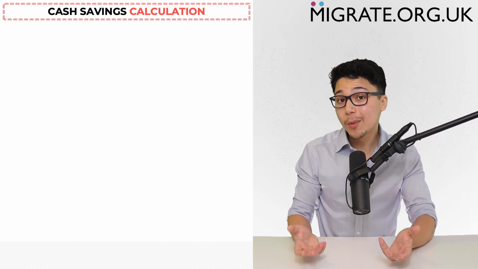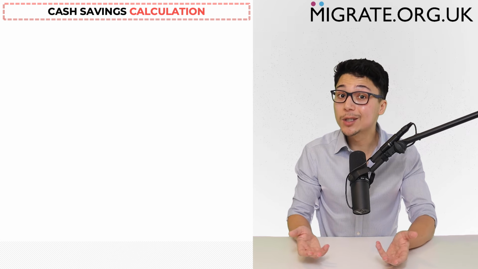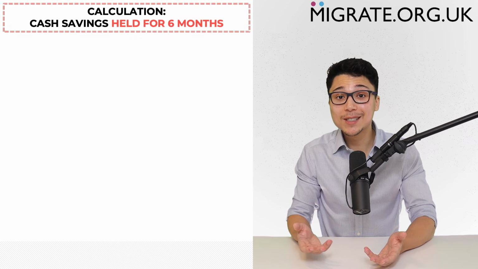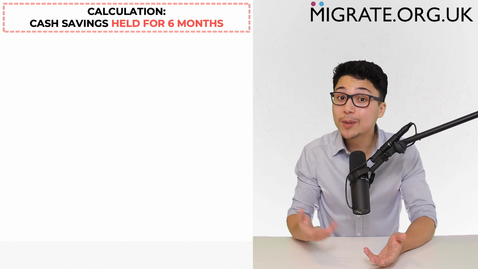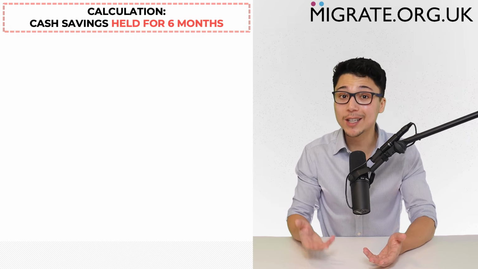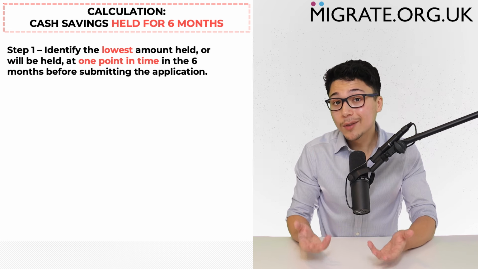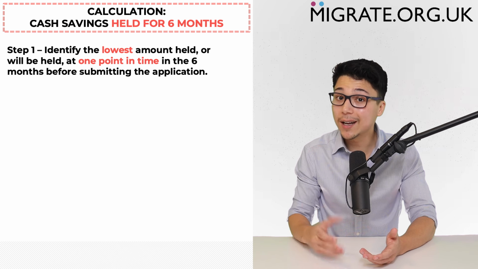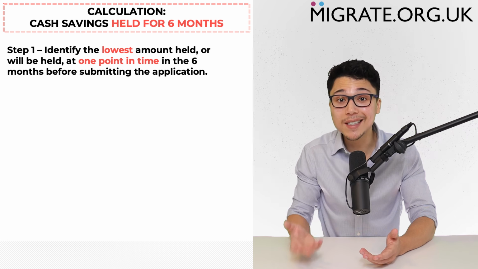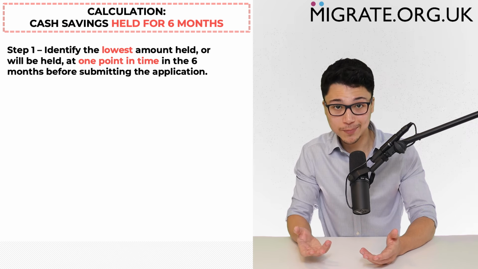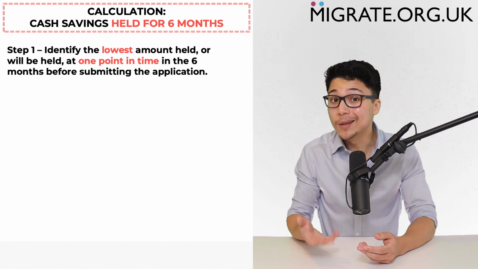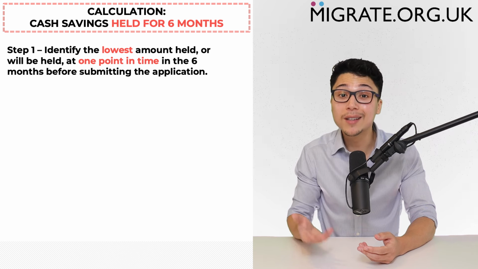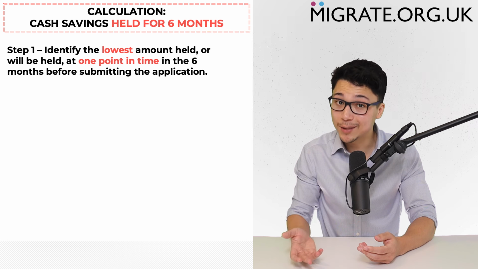So, how does the Home Office calculate the amount of cash savings you can include towards the financial requirement? We will start with the standard cash savings application where the cash savings will have been held for 6 months when the application is submitted. Step 1 involves identifying the lowest total amount of includable cash savings held at one point in time in the 6 months before submitting the application. If you're relying on cash savings held in only one account, this will be rather simple as you will just need to identify the lowest figure as seen in the statements.